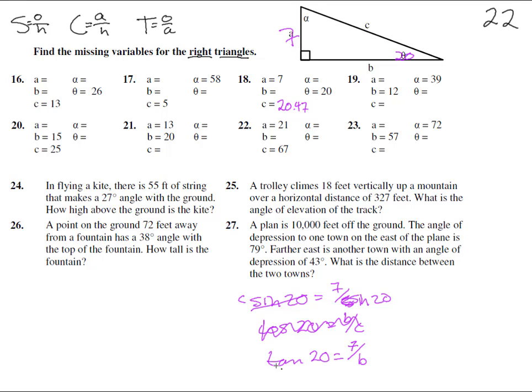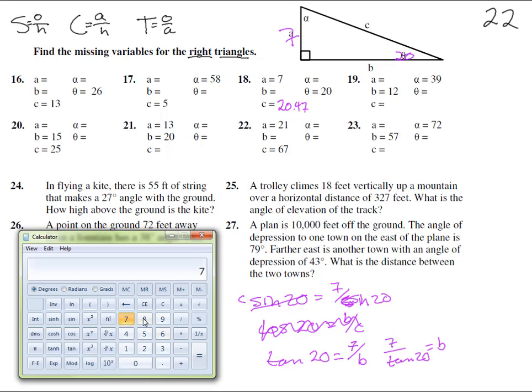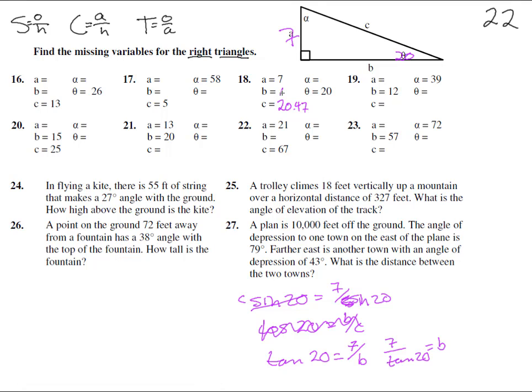We're going to do the same thing, times b up here, and then tangent of 20 down there. So we're going to type in 7 divided by the tangent of 20. That's going to equal b. All right, let's punch that in. 7 divided by the tangent of 20 equals 19.23. And notice we can kind of double check that we've got this right.